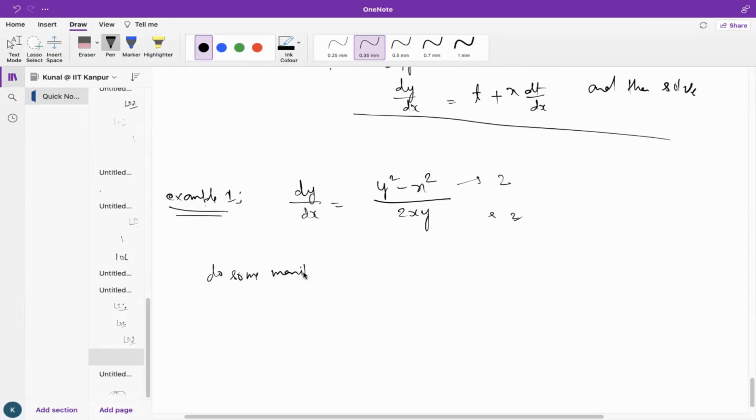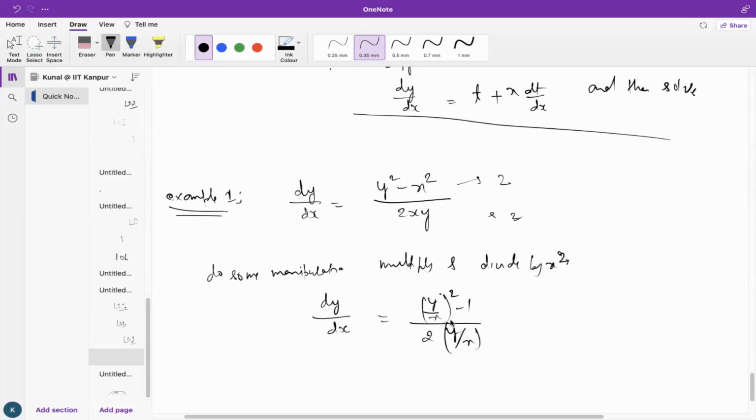Do some manipulation. क्या करनी है? बस करनी कुछ नहीं है. Divide and multiply by x square. Multiply and divide by x square. So when we do that, what we'll get? We'll get dy by dx is equal to (y by x) whole square minus 1 divided by 2 and y by x.